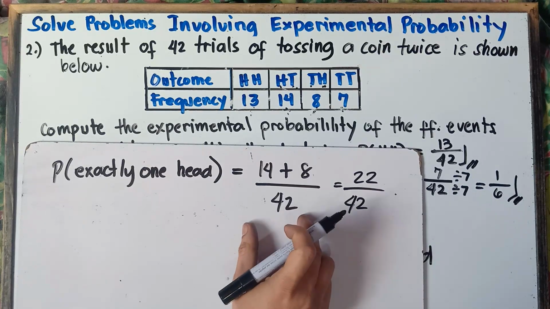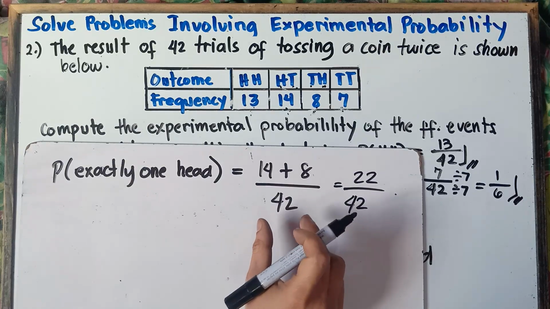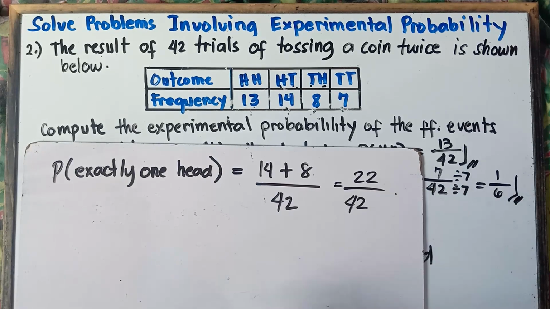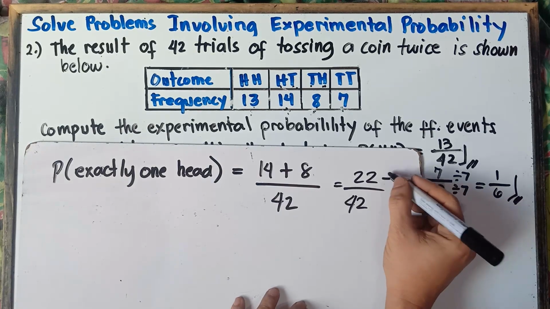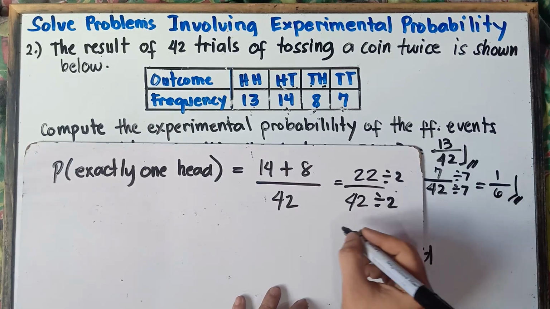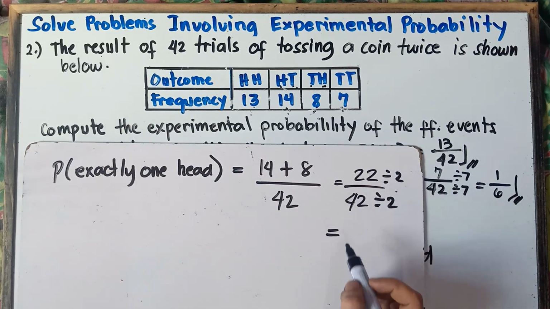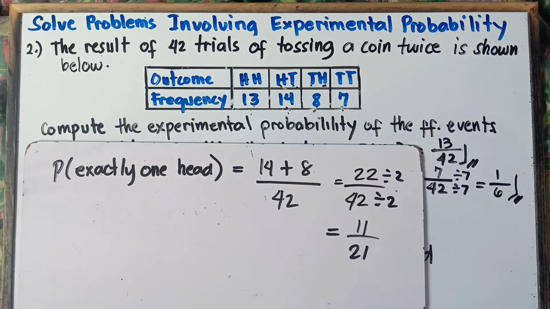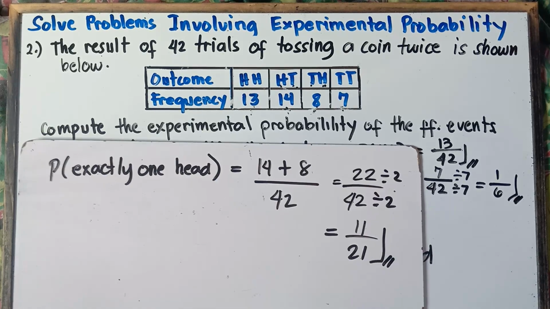Once again, class, on the denominator, the total number of trials, that would be 42. Can we reduce? Yup, we can reduce this by what number, class? That's correct, by 2. We can divide both by 2. 22 divided by 2 is 11, and 42 divided by 2 is 21. Can we reduce 11 over 21? Nope, we cannot reduce. Therefore, class, that would be our final answer.